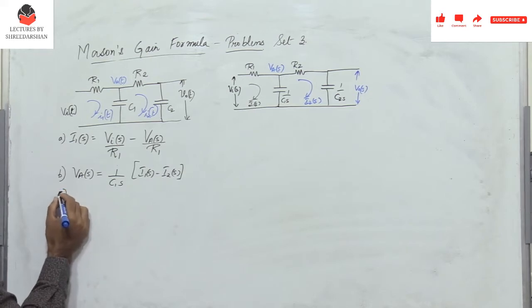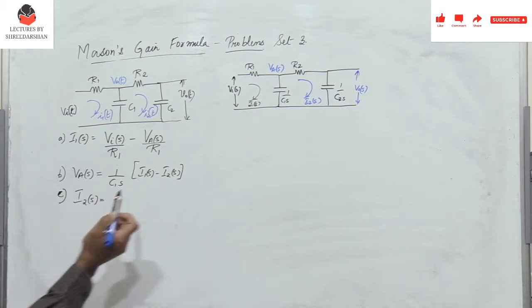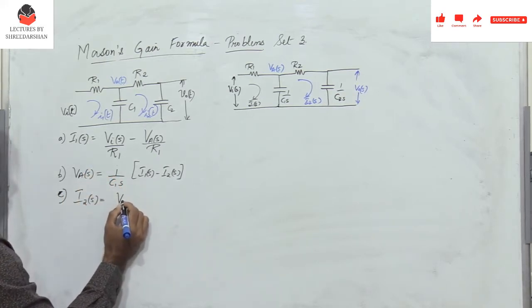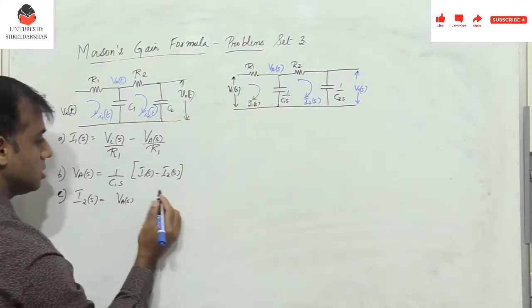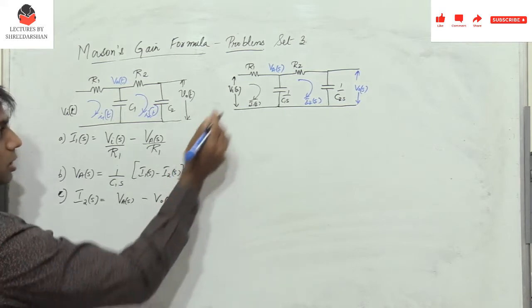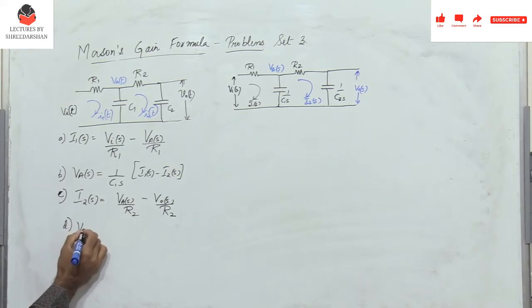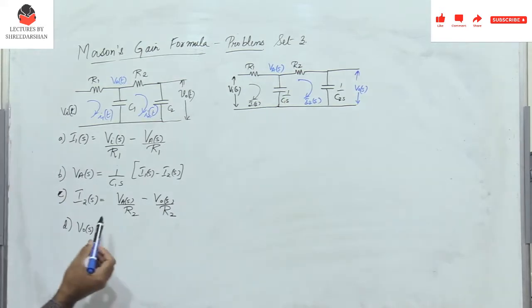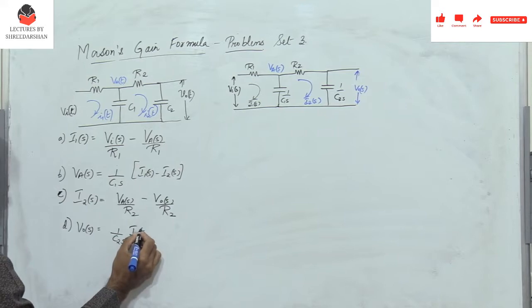Next, C: what is I2 of S? I2 of S is nothing but the current flowing through R2. So I2 of S is nothing but Va of S, the voltage here, minus V0 of S, divided by the resistance R2. Very simple. Next, D: what is V0 of S? That is the output voltage. V0 of S is nothing but the voltage across the capacitor, so it is 1 by C2S into I2 of S.